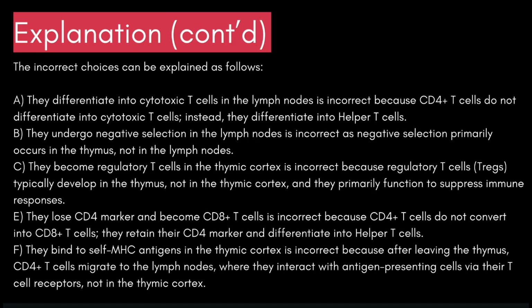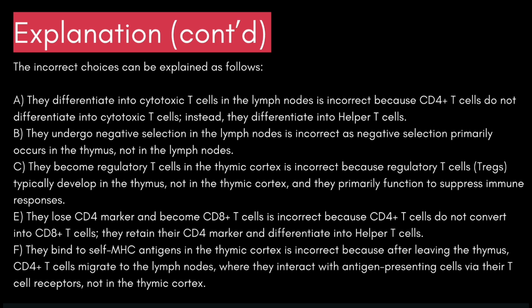A. They differentiate into cytotoxic T cells in the lymph nodes is incorrect because CD4 plus T cells do not differentiate into cytotoxic T cells. Instead, they differentiate into helper T cells. B. They undergo negative selection in the lymph nodes is incorrect as negative selection primarily occurs in the thymus, not in the lymph nodes. C. They become regulatory T cells in the thymic cortex is incorrect because regulatory T cells, Tregs, typically develop in the thymus, not in the thymic cortex, and they primarily function to suppress immune responses.